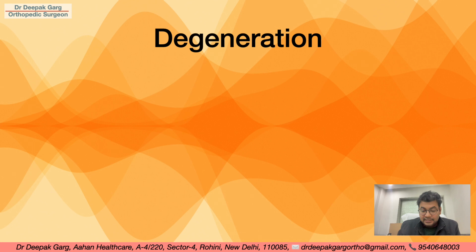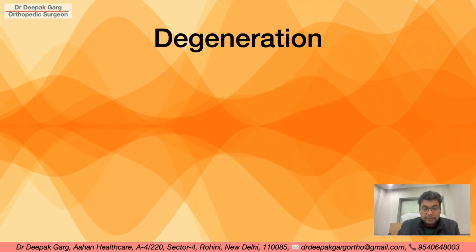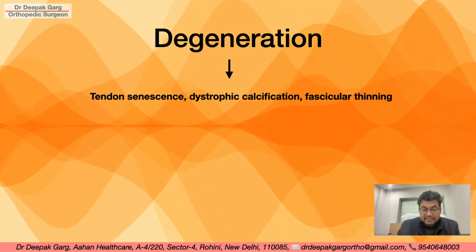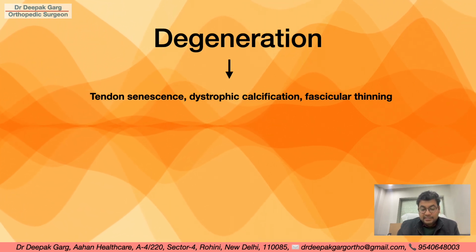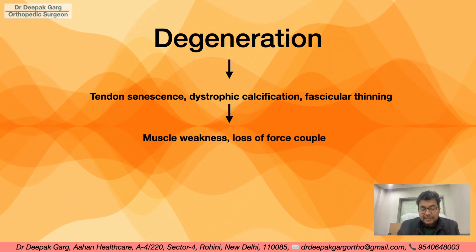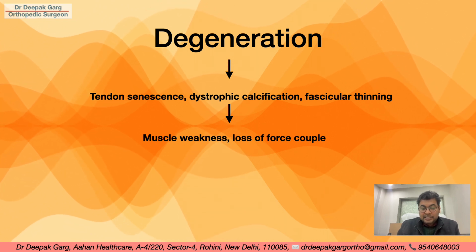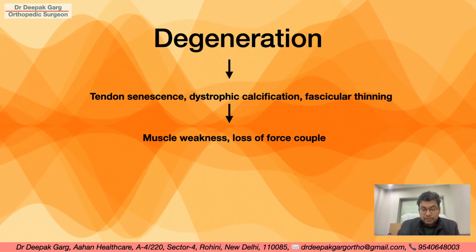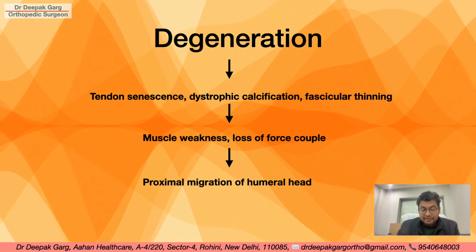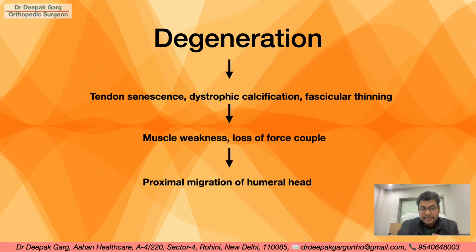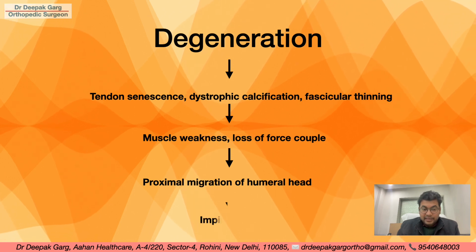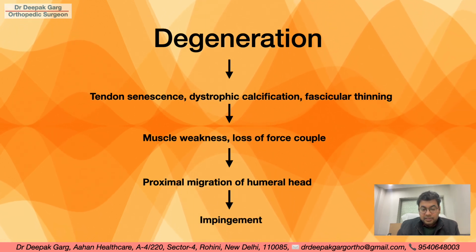Now, how do degenerative changes lead to impingement? The degeneration will lead to tendon senescence. It may lead to dystrophic calcification, or it may also lead to fascicular thinning. So ultimately the muscles will be weak, and there will be loss of force couple. When the muscles attached to the proximal humerus are weak, this may lead to proximal migration of the humeral head, and when that occurs, there will be a decrease in the space beneath the coracoacromial arch, and this may lead to impingement. So this was about the etiology of the impingement.